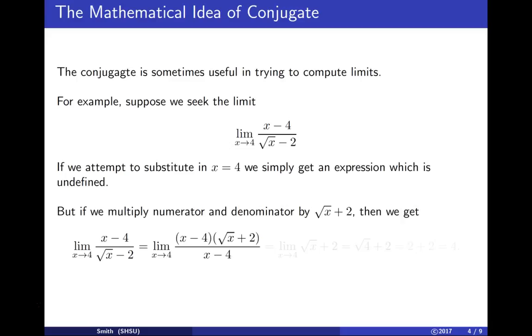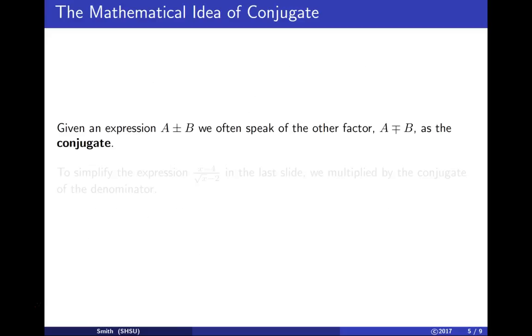Notice that when we multiply by the conjugate, the denominator simplified, and now as long as we are not at x equals 4, we can cancel or divide out the x minus 4, and so we have this expression, and we're ready to plug in. Plug in x equals 4, you get the square root of 4 plus 2, which is 2 plus 2. My final answer is 4. We evaluated this limit by multiplying numerator and denominator by the conjugate of the denominator and then simplifying.